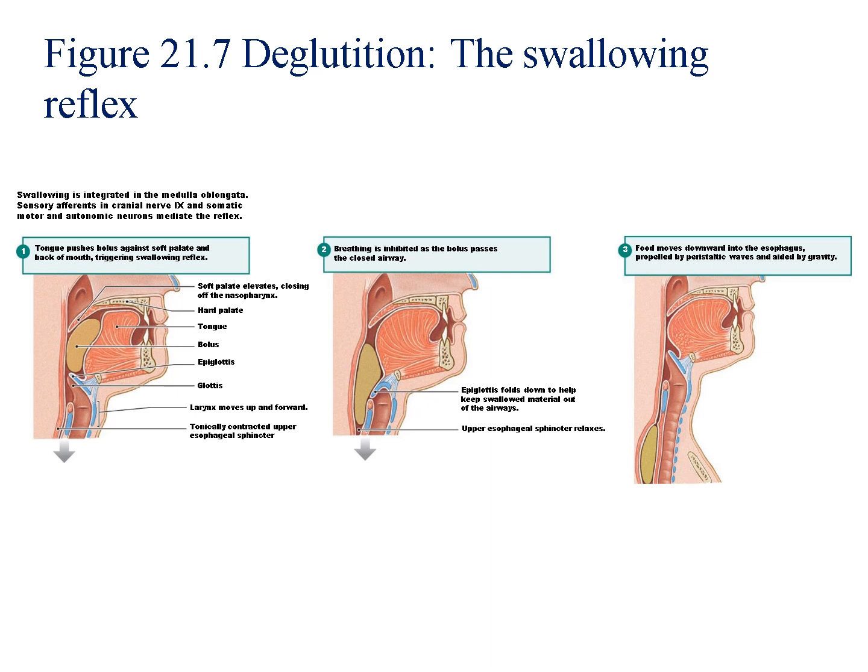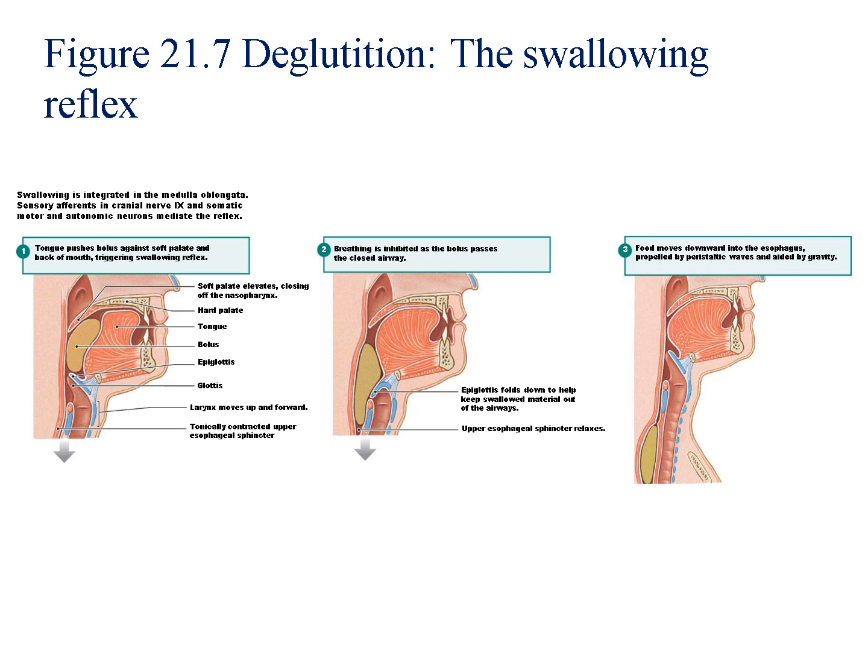In the oral phase, food is prepared for swallowing. The tongue pushes the bolus of food against the soft palate and toward the back of the mouth, triggering the swallowing reflex. The soft palate elevates, closing off the nasal passages to prevent food from entering the nasal cavity.